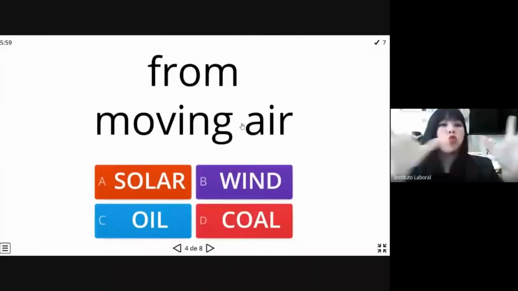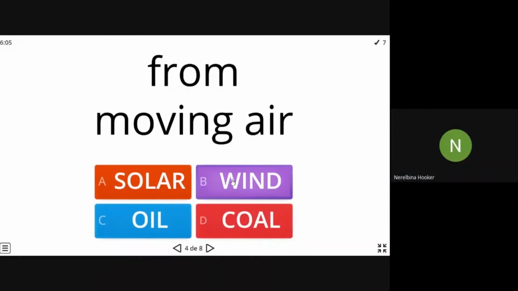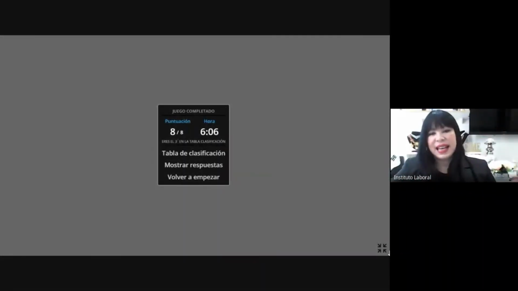Okay, this is energy that comes from moving air. How do you call it? Solar, wind, oil, or coal? B. Wind energy. Perfect. Excellent score. 8 of 8.